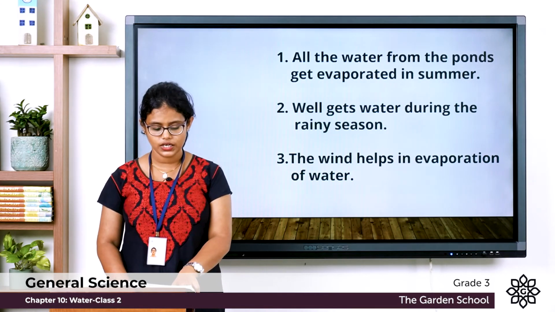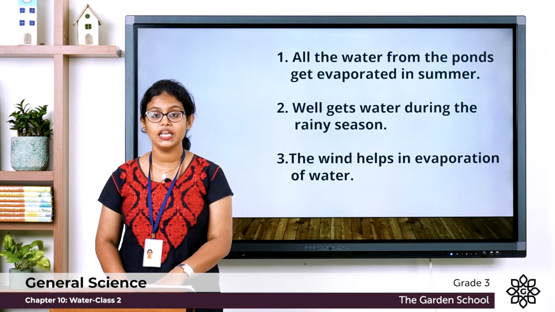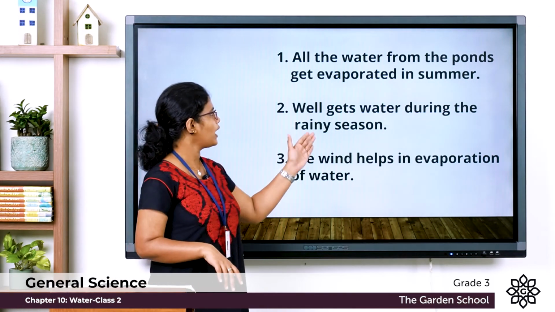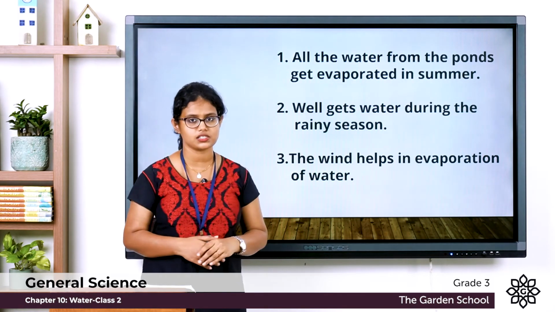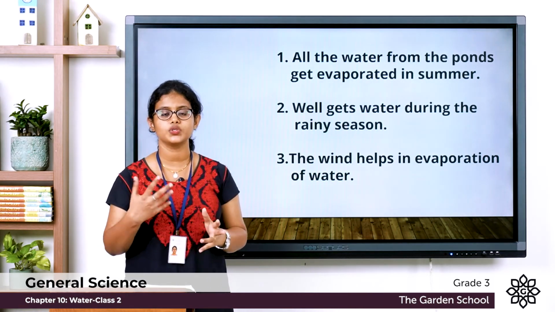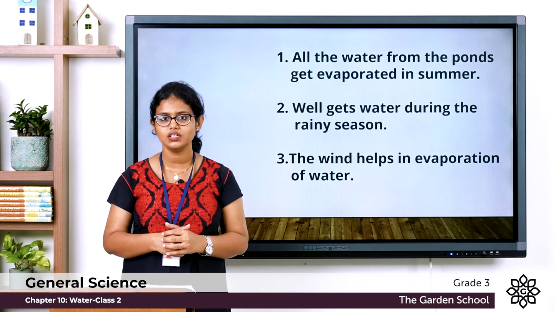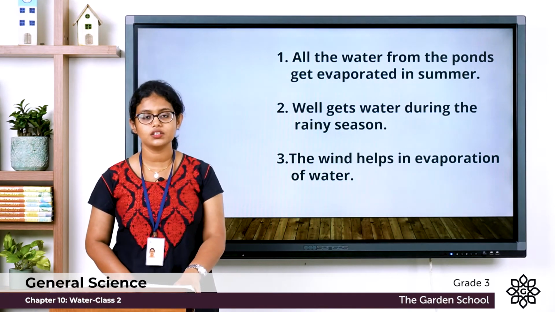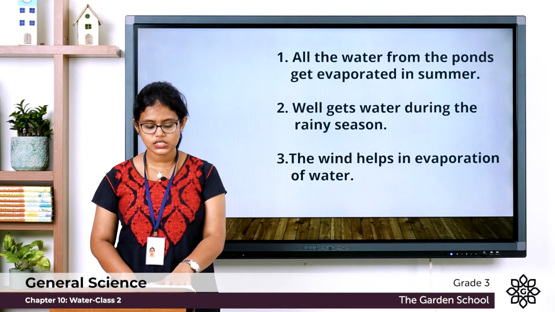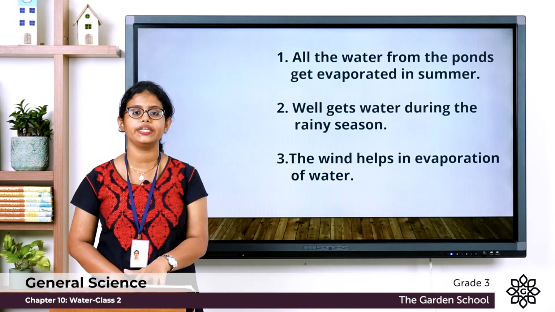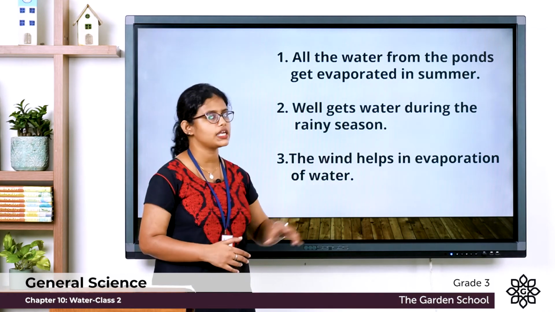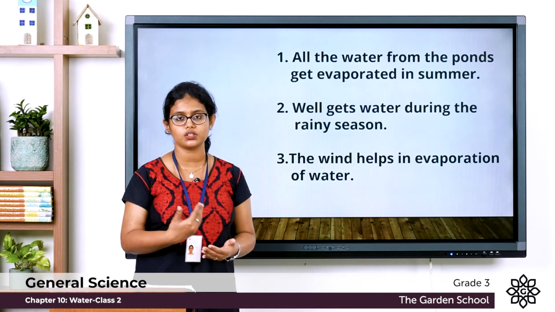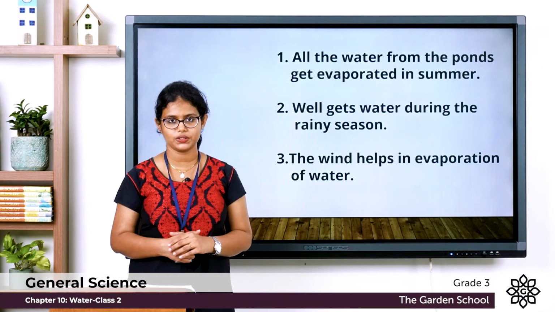What about the second one? Why does the level of water in wells increase after it rains? See the answer. Wells get water during the rainy season. So, during the rainy season, the level of water increases in the wells. Moving to the third one, why do puddles dry faster on a warm, windy day? The wind helps in evaporation of water. You all know what evaporation is: the process of changing water into water vapor.